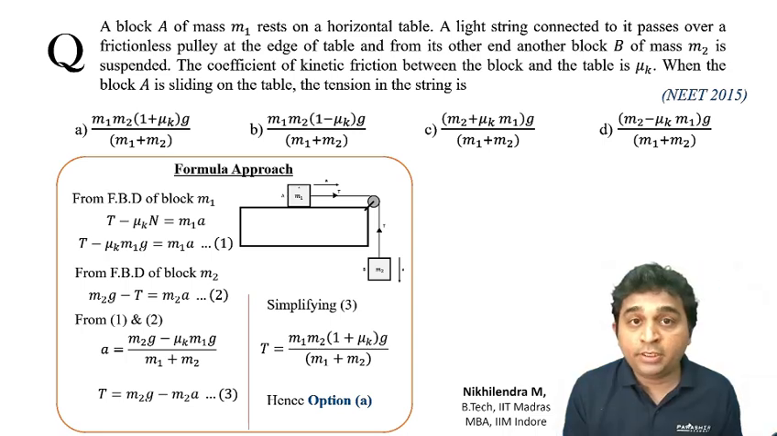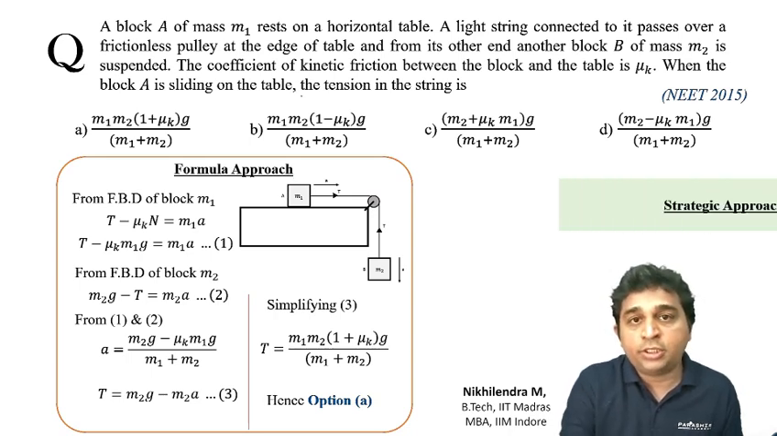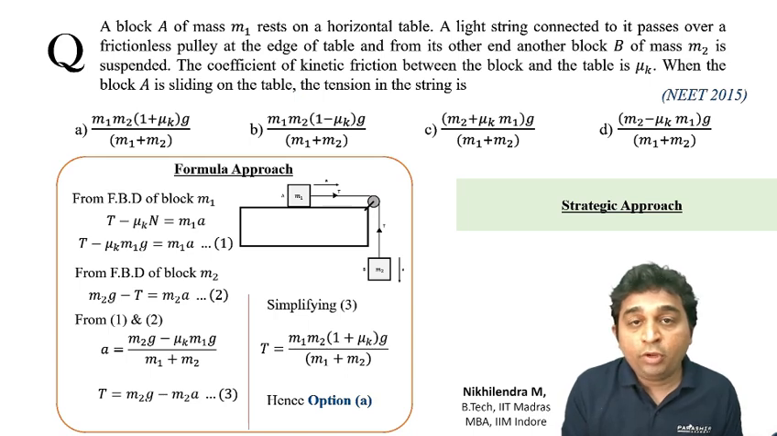The fact being that this is a NEET question, and that we have the four options in front of us from which we have to choose, maybe we can use a strategic approach. If you look at options C and D, they have dimensions of acceleration and not force or tension. So you can straightaway eliminate C and D.